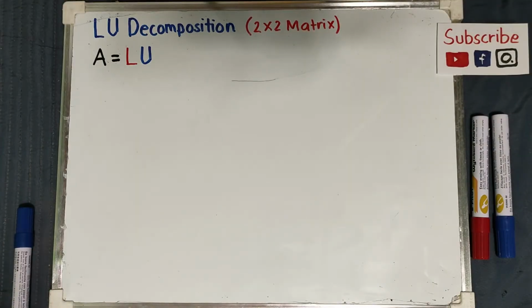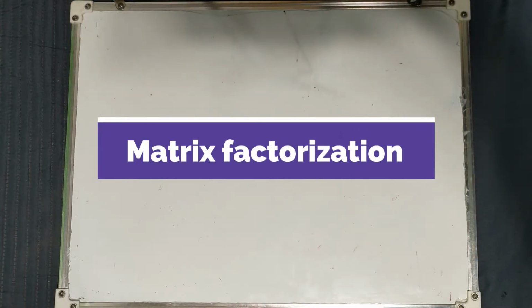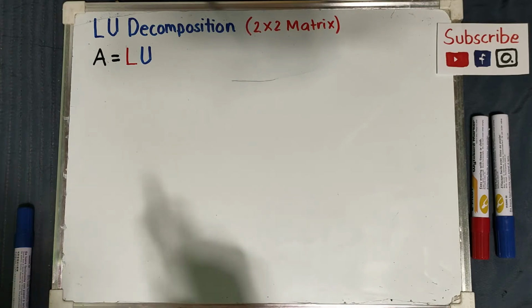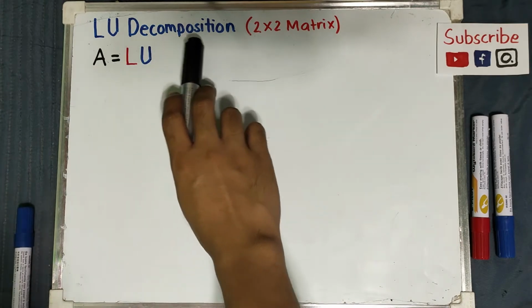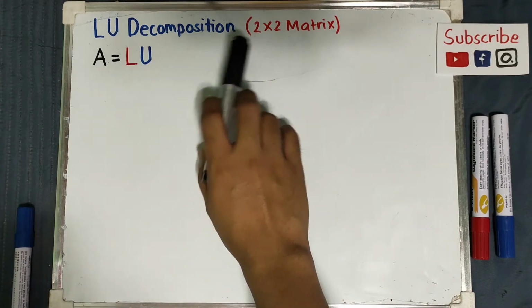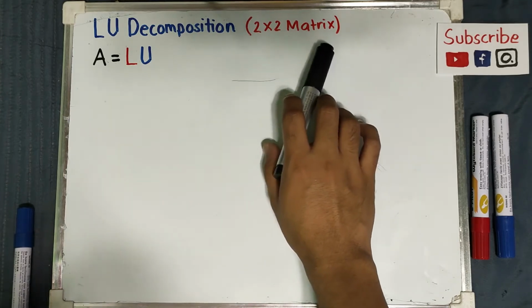Alright, good day. So let's discuss one of the important lessons in linear algebra, which is matrix factorization. Right, so that is the way of factoring a matrix. But today let's discuss LU decomposition, or LU matrix factorization, of a 2 by 2 matrix.